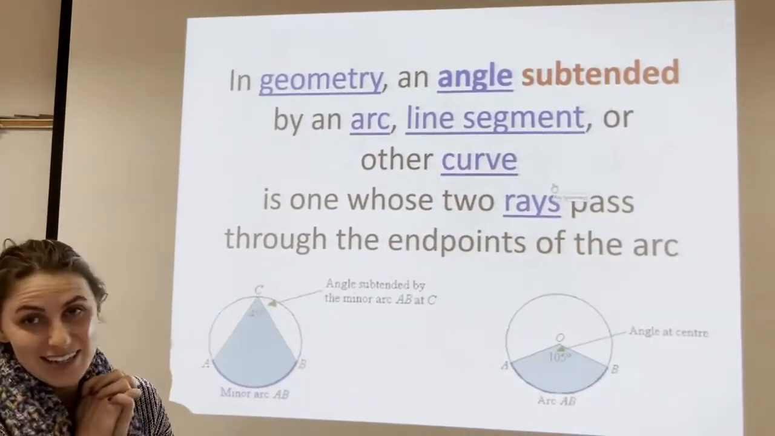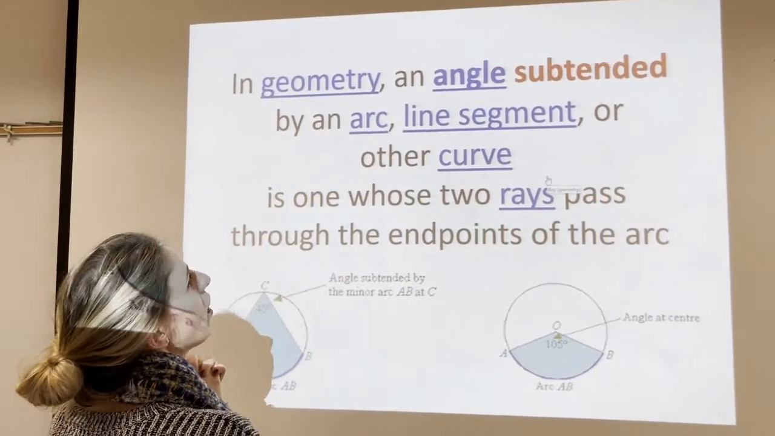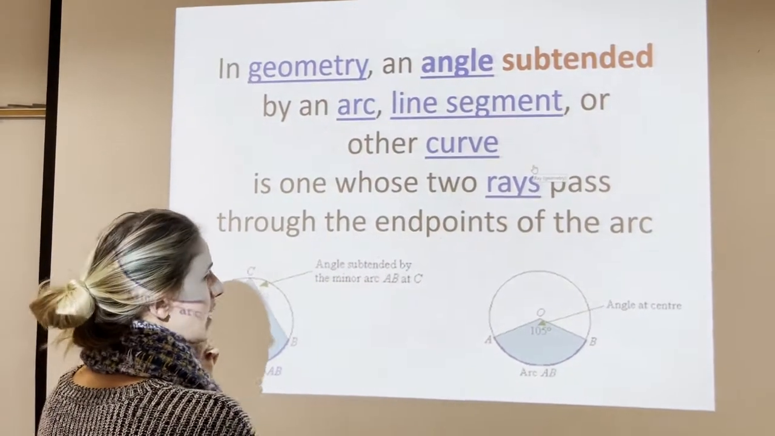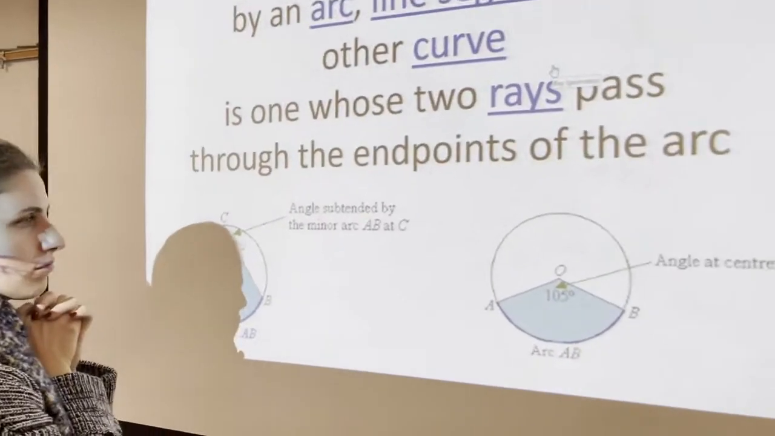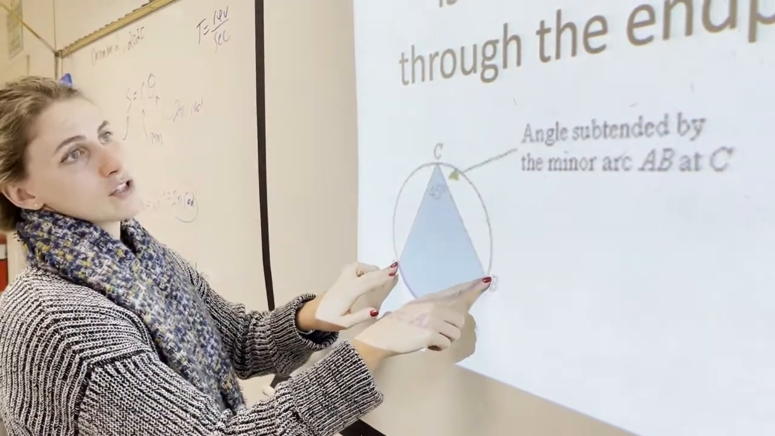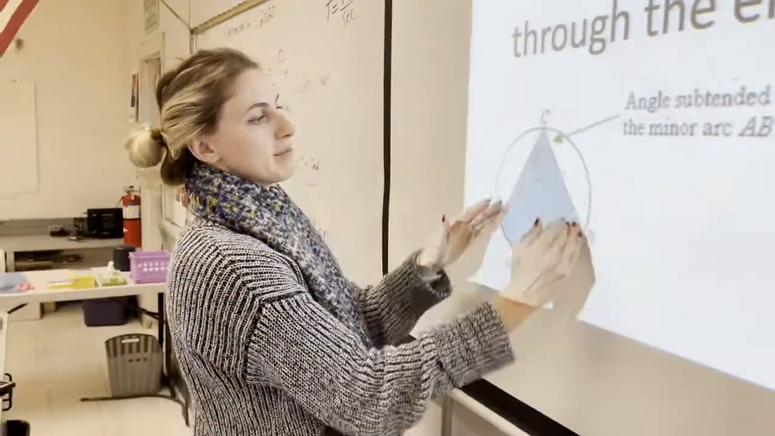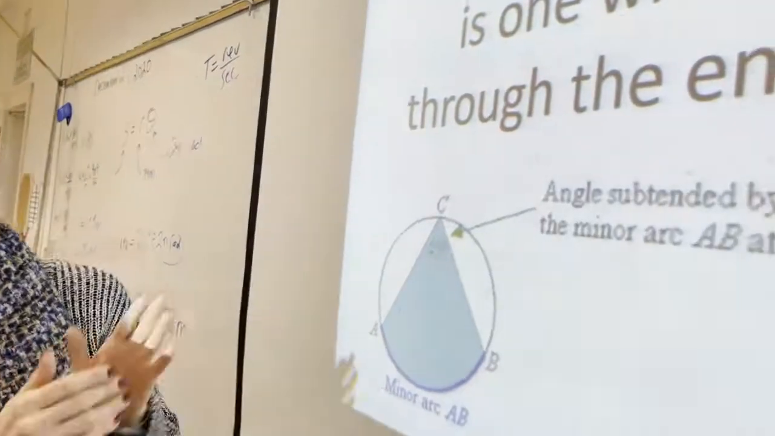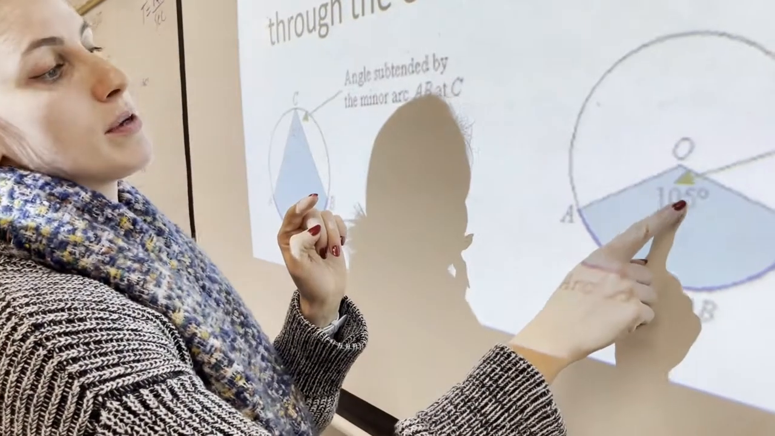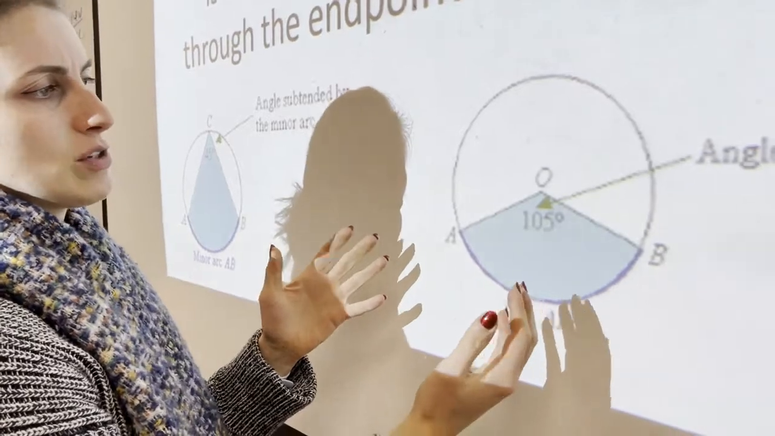Here's a new word. Subtend. In geometry, an angle subtended by an arc, line segment, or other curve is one whose 2 rays pass through the endpoints of the arc. So these are the 2 rays that pass through the endpoints of the arc, and we just say that the angle subtends them. Basically, this one takes up the space that was 45 degrees for the same circle. And this angle subtends 105 degrees. So it takes up 105 degrees.